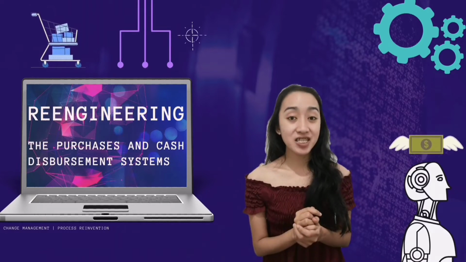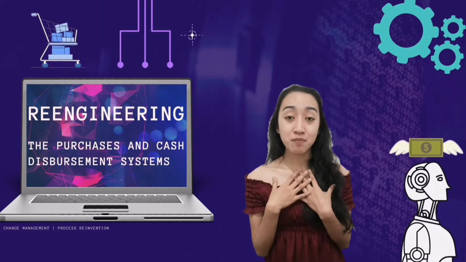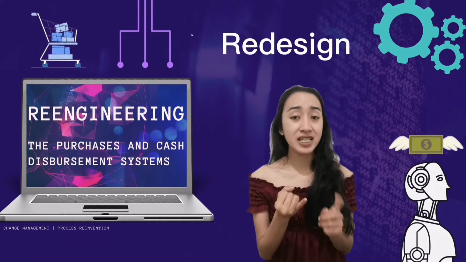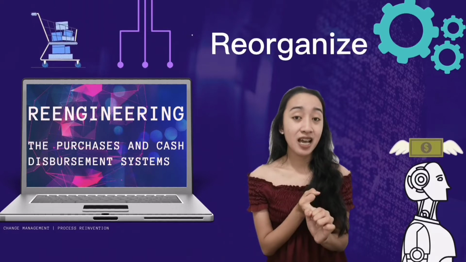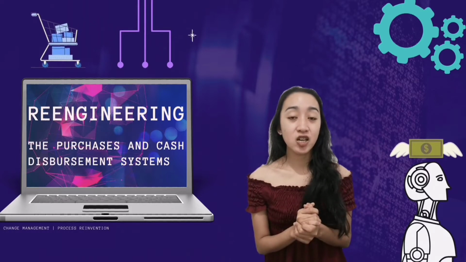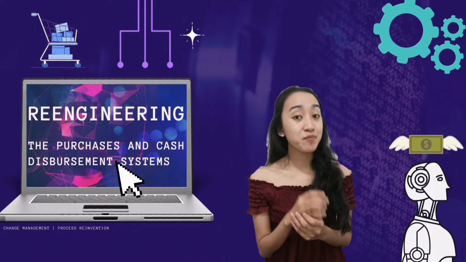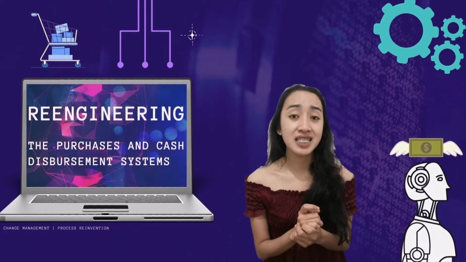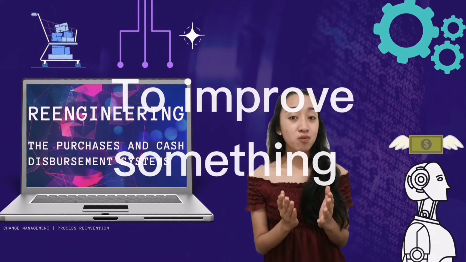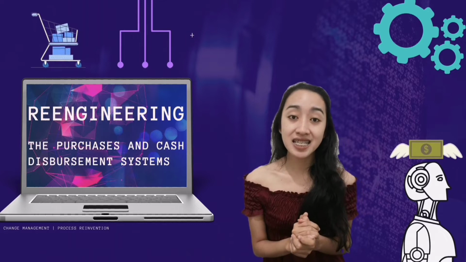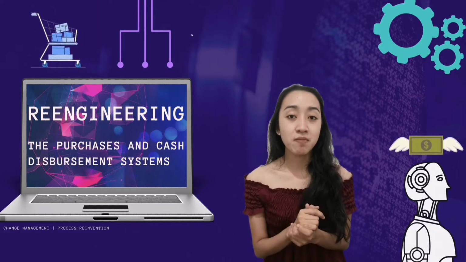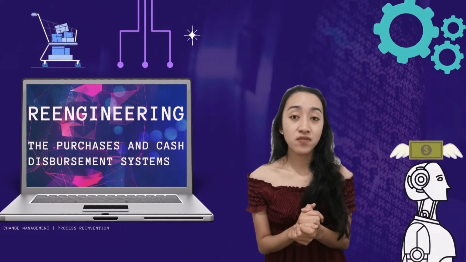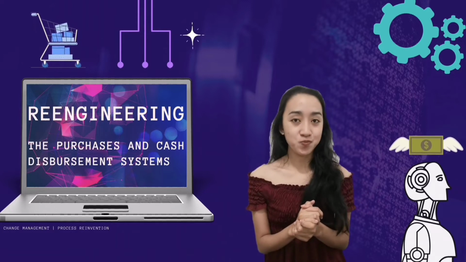But first, let us define the word reengineering. Me, personally, when I hear the word reengineering, what comes to my mind is something like redesign, renew, or reorganize. So, in this topic, there is a thing called reengineering the two systems, the purchases and the cash disbursement system. But what is the importance of reengineering these two? Of course, to improve something, because there are instances that these two systems have problems that may affect the entity itself. So, they do reengineering to solve the problems regarding any of these two.